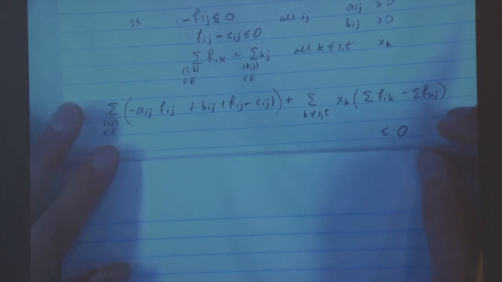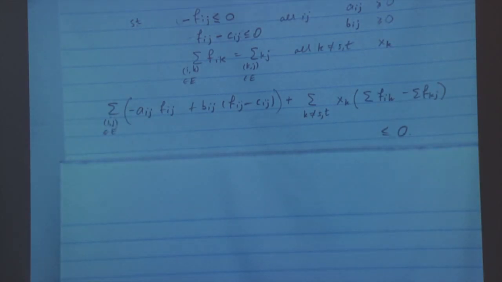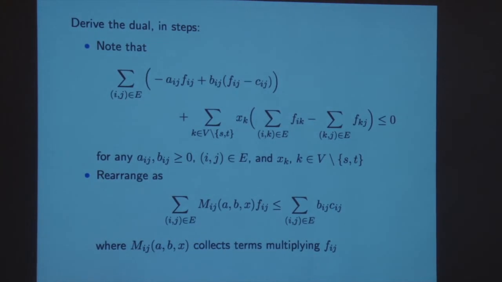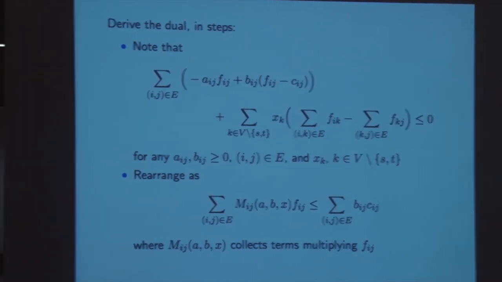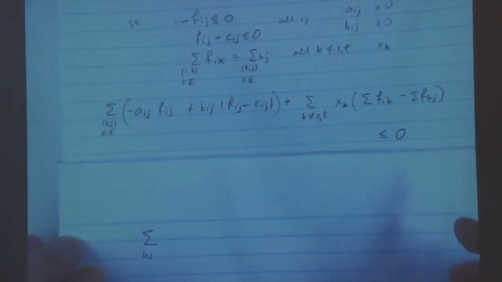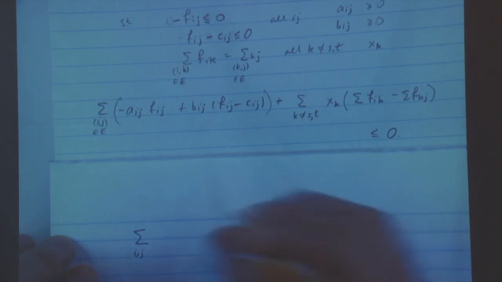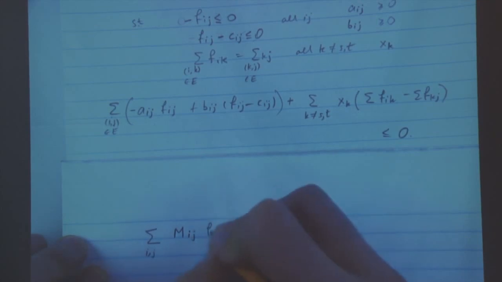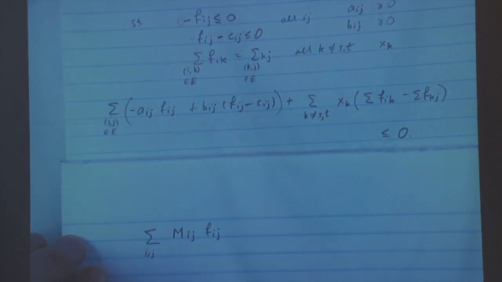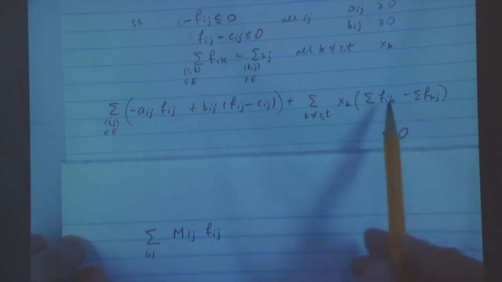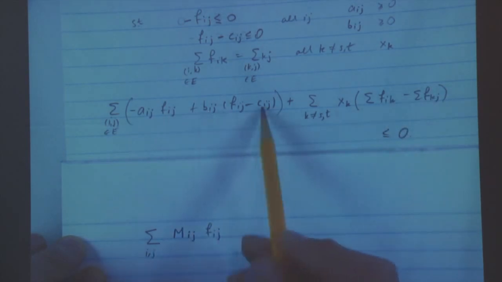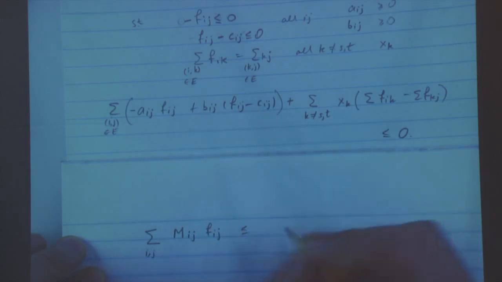Okay, so let's collect terms now. We're going to write this as the sum over all i and j. What's the variable here in an optimization problem? It's f's, right? f is the variable. We're going to collect terms that look like m_ij times f_ij. So everything that multiplies one of the f's, we're going to collect into this term m. And we're going to say that's less than or equal to something. What terms here don't involve our primal variables f? It's just this one, right? So it's less than or equal to the sum of b_ij c_ij.